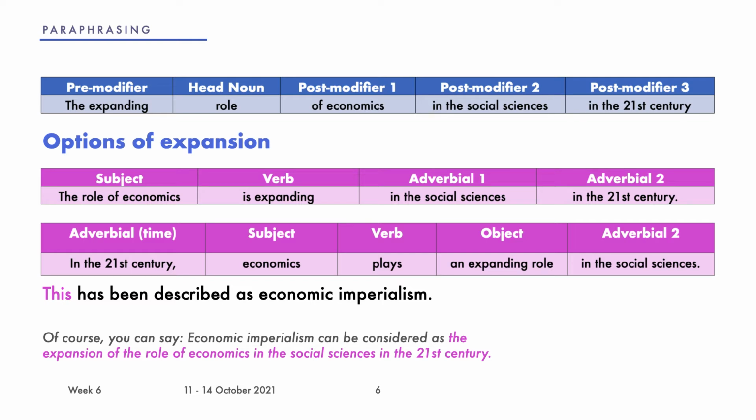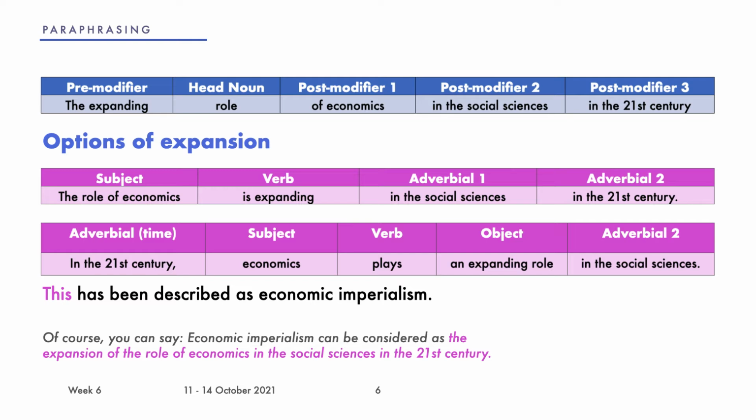And then all you have to do is to recover the subject of the sentence. For example, the role of economics. Or if you want to keep things shorter, you may say the economics role. That would also do. The second option would be, if you look at the third table, you can see that the prepositional phrases can be moved around in the sentence quite flexibly.